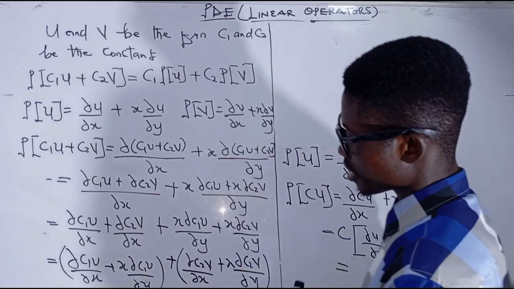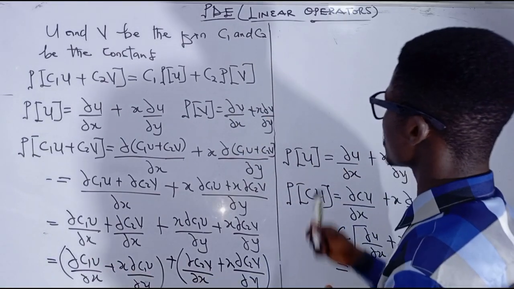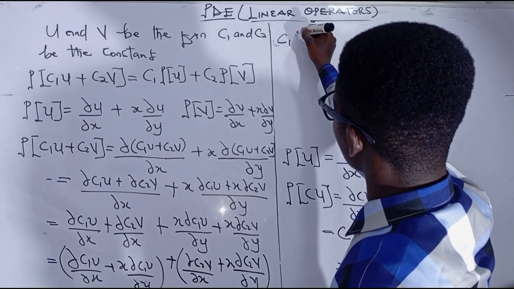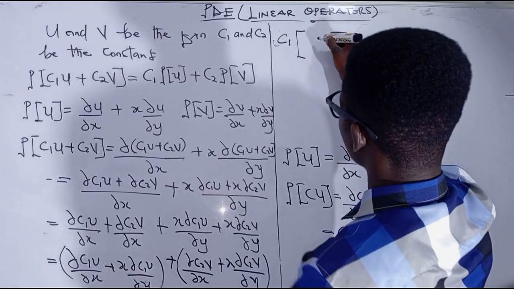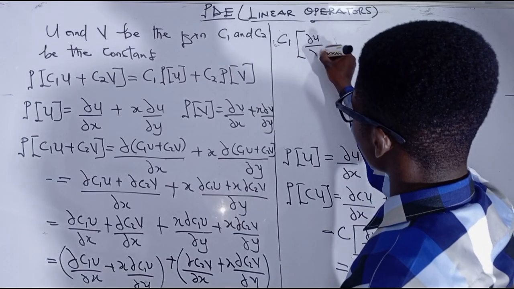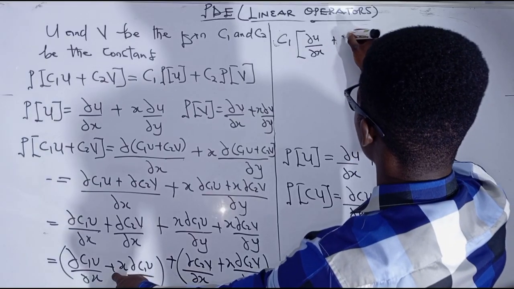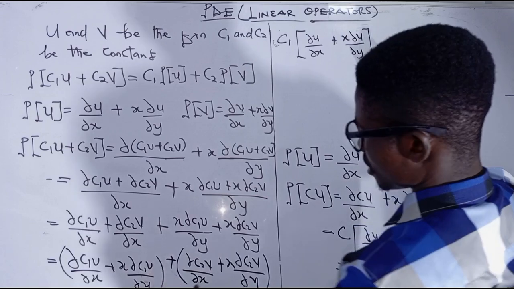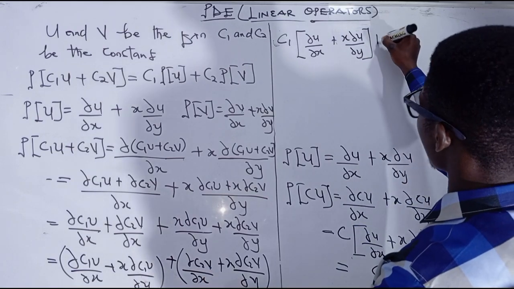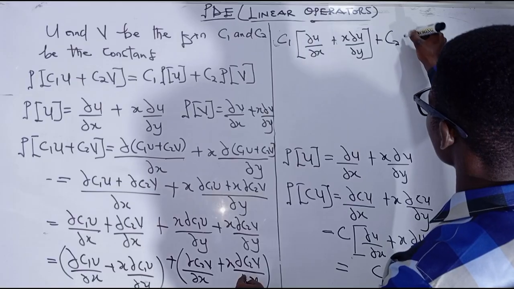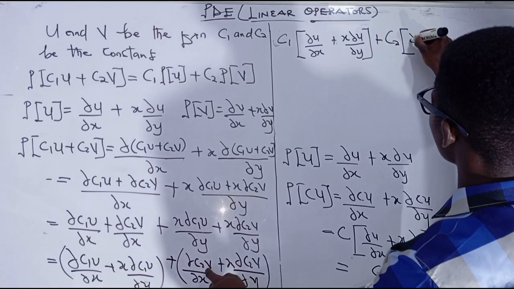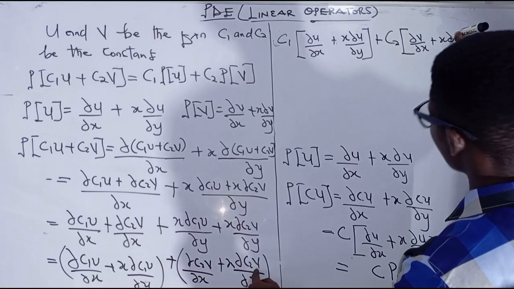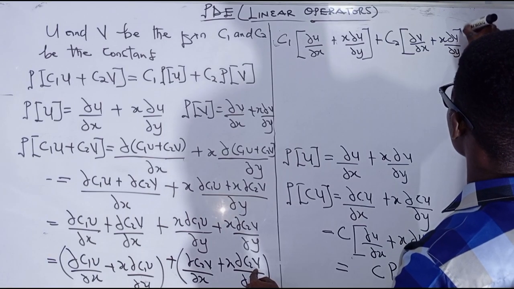Now from this, you can see that we have C1, so we can bring C1 out. We are left with del U del x plus x del U del y. Then move on to the v side. We have C2, we can bring C2 out. We are left with del v del x plus x del v del y.